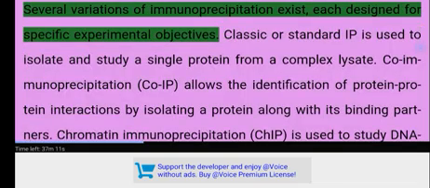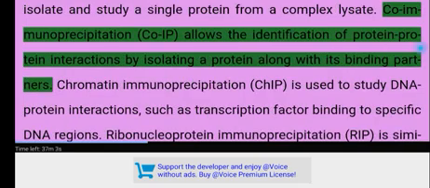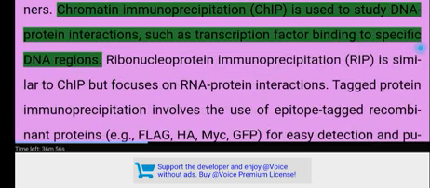Several variations of immunoprecipitation exist, each designed for specific experimental objectives. Classic or standard IP is used to isolate and study a single protein from a complex lysate. Co-immunoprecipitation (Co-IP) allows the identification of protein-protein interactions by isolating a protein along with its binding partners. Chromatin immunoprecipitation (ChIP) is used to study DNA-protein interactions, such as transcription factor binding to specific DNA regions.